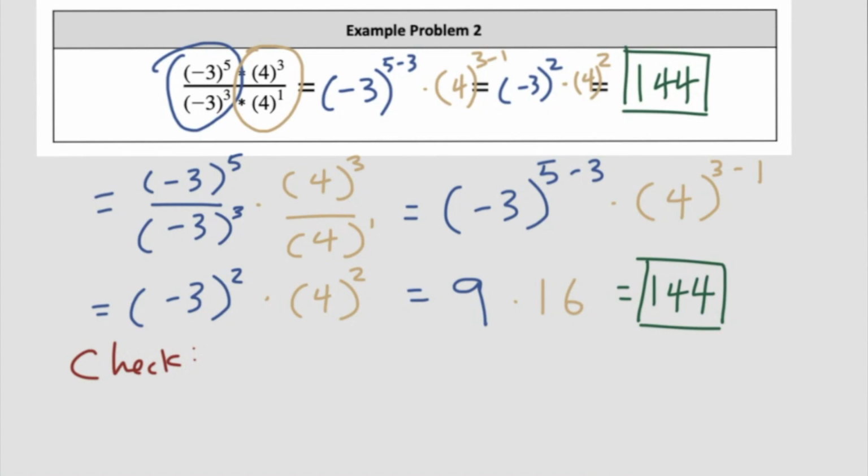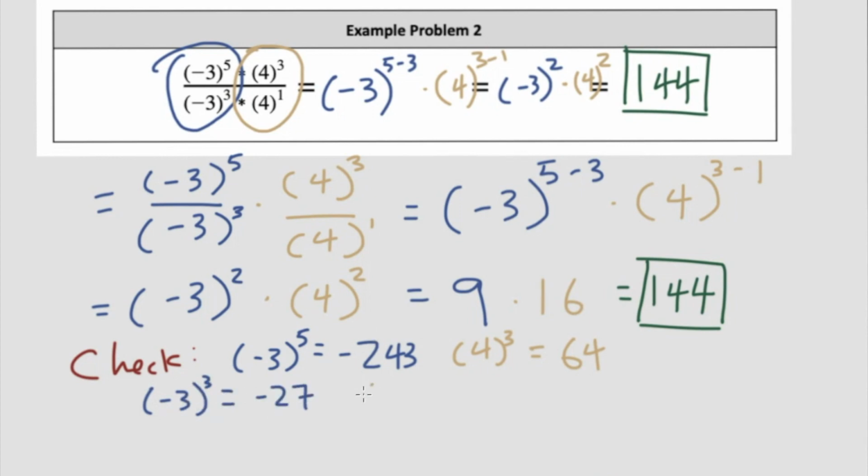So I'm just going to check to make sure I'm doing this correctly. So I have minus 3 to the power of 5, which is equal to about minus 243. 4 to the power of 3, which is equal to 64. Minus 3 to the power of 3, which is equal to minus 27. And 4 to the power of 1, which is equal to 4. I multiply minus 243 times 64 on top, and I divide it by minus 27 times 4. When I do that whole thing on the calculator, I get 144 as my final answer.